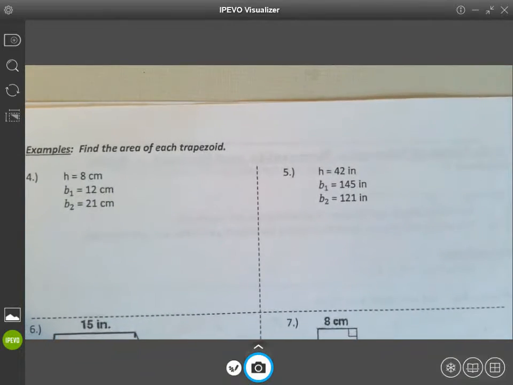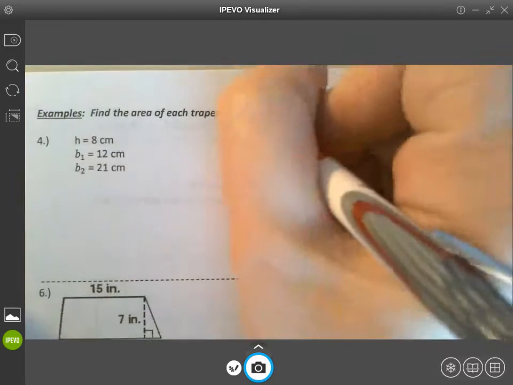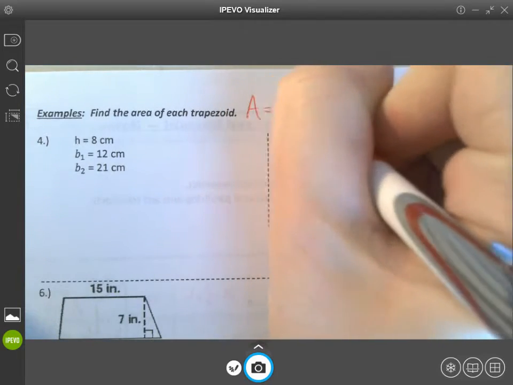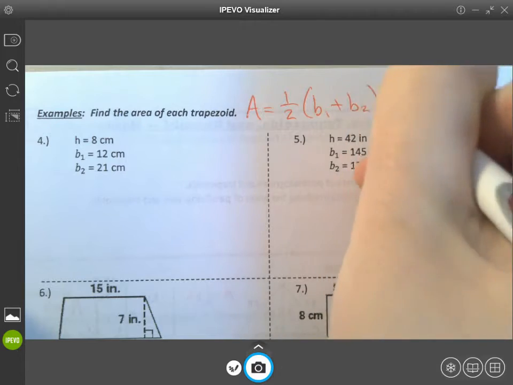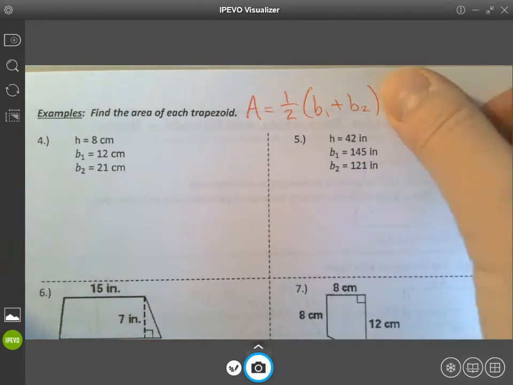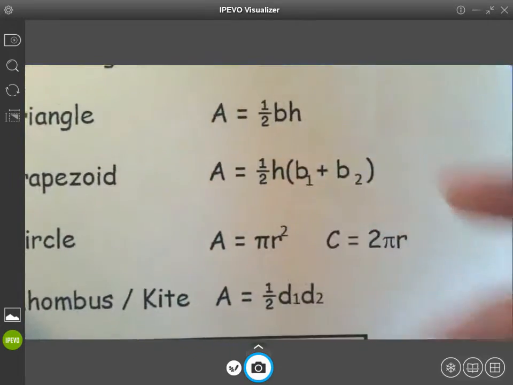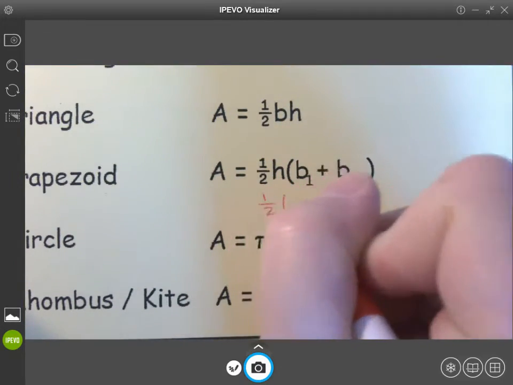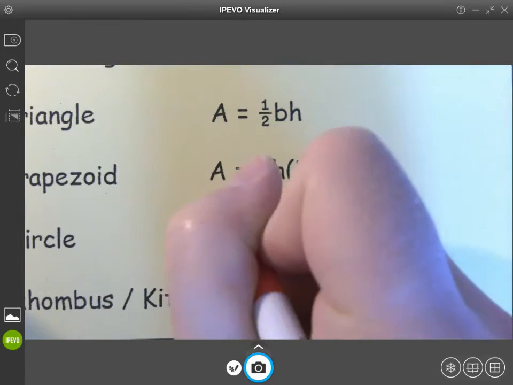All right, so let's just start trying some. So find the area of each trapezoid. You have a formula sheet, but I'm going to transfer area on here, which is 1/2 base 1 plus base 2 times height. So I like this because I like to sort of get those bases in. Again, your formula sheet put the h out front, so it's up to you which one you want to use. I'm going to put this on there.